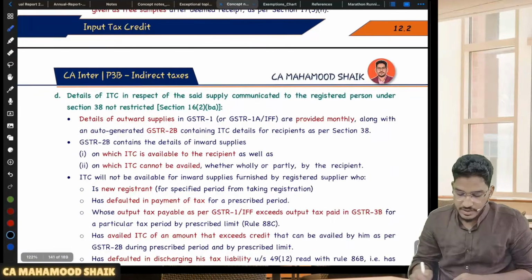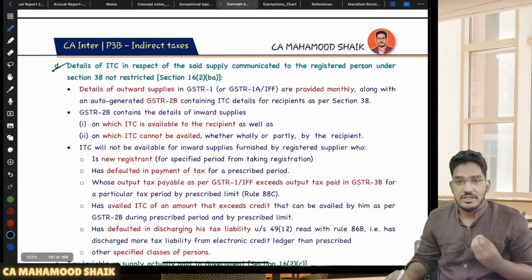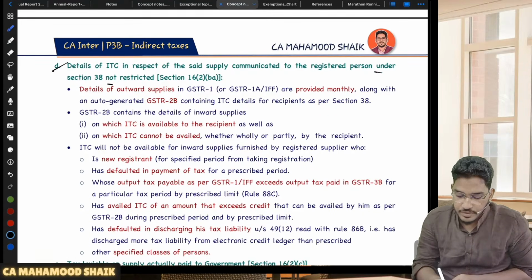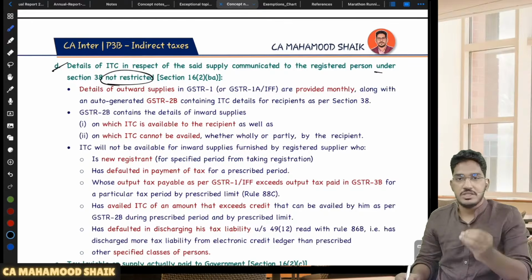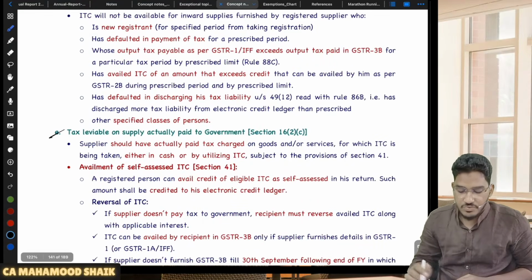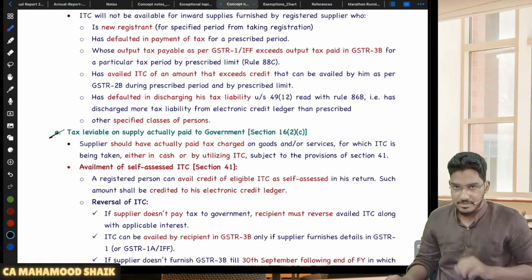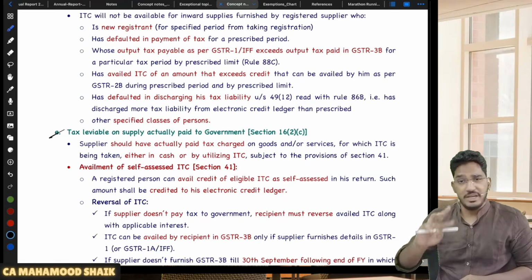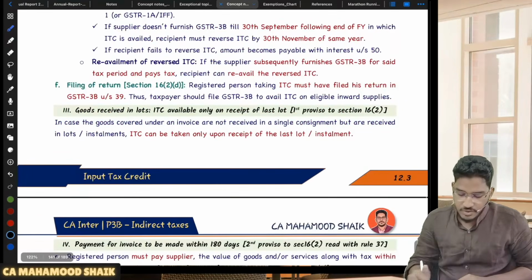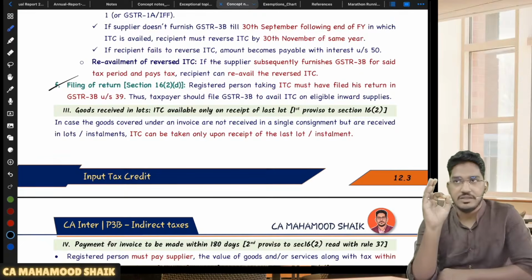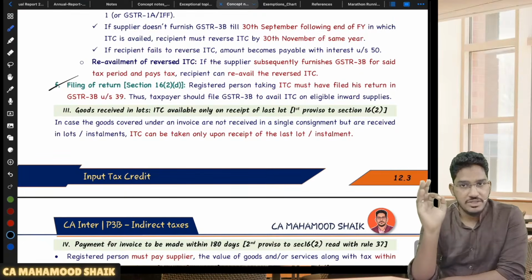And one more condition: the ITC communicated to you in your GSTR 2B should not be restricted. There should not be any restriction on the GST communicated to you in your GSTR 2B. And thereafter, the tax should have actually been paid to the government. The supplier should have actually paid the amount of tax to the government. Then only you can avail the input tax credit, or else you will be required to reverse it. And one more thing here: you should file the return. In order to avail that input tax credit, you have to file the return under section 37, which is nothing but GSTR 3B.